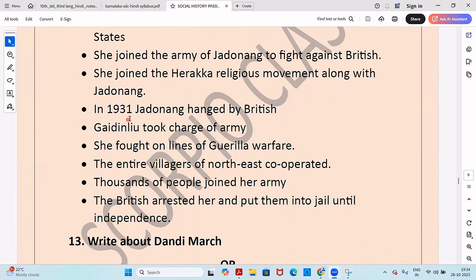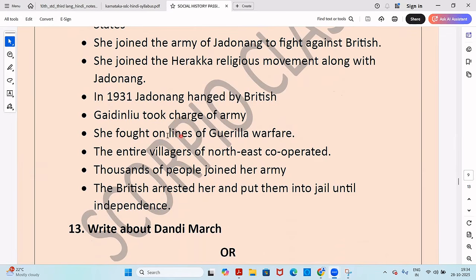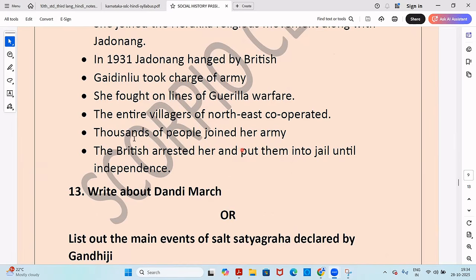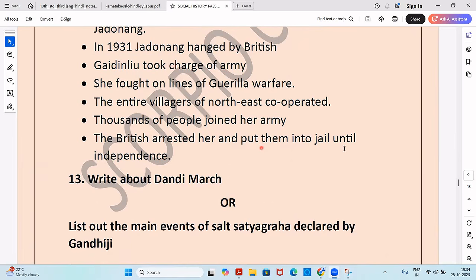In 1931, Jadonang was hanged by the British. Gordon Louis took charge of the army. She fought on the lines of guerrilla warfare. The entire villagers of Northeast cooperated and thousands of people joined her army. The British arrested her and put her into jail until independence.